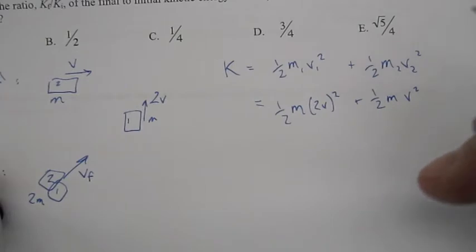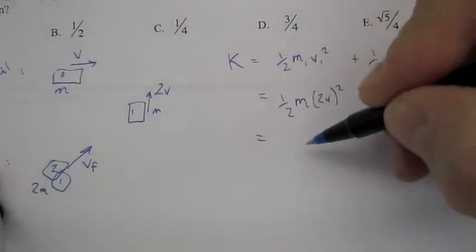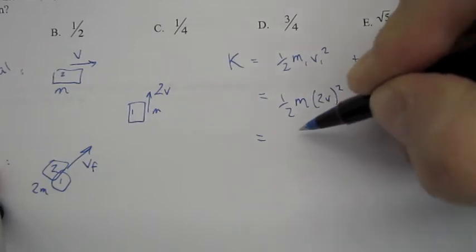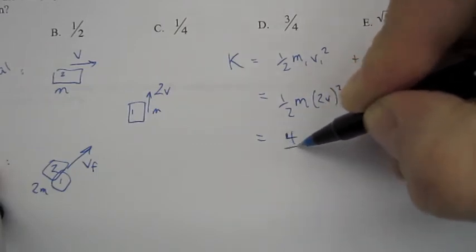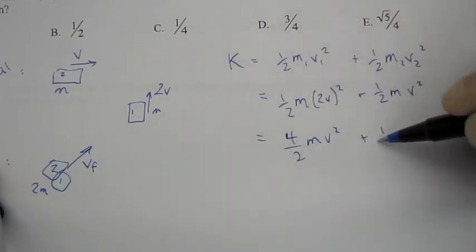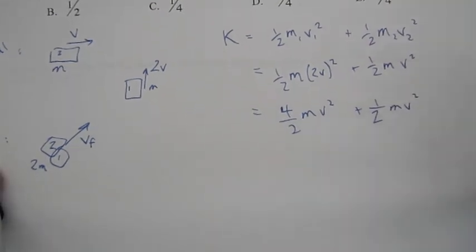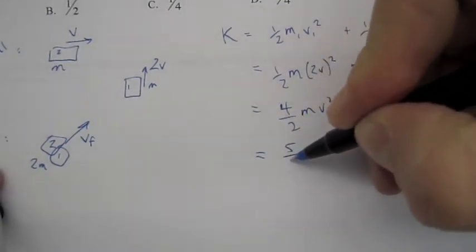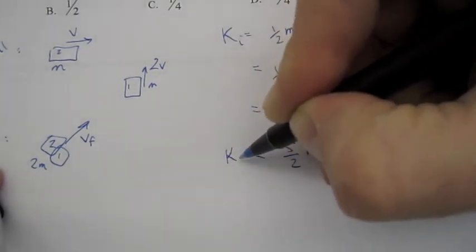And if you work that out, you've got 4 halves m v squared plus 1/2 m v squared is equal to 5 halves m v squared. Sorry, that's kinetic initial.